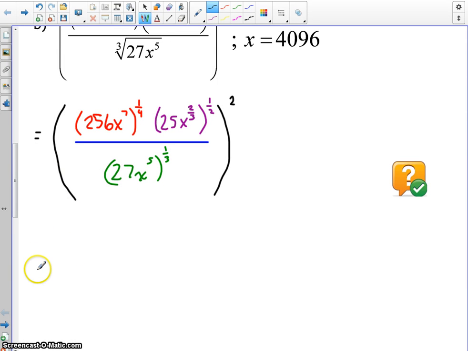Okay, so let's take this a bit further here. Let's see what we can do. Okay, again, I could deal with this squared right now and just multiply it through all the exponents, but I'm going to simplify inside first as much as I possibly can. So this is going to give me 256 to the 1/4, and x, power of a power, 7 times a quarter is 7/4.